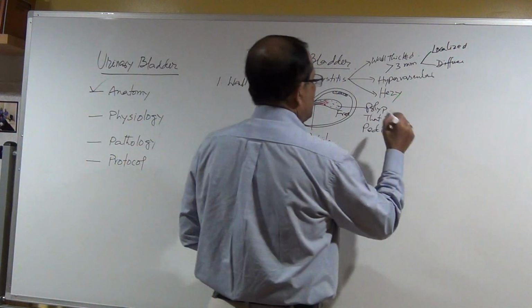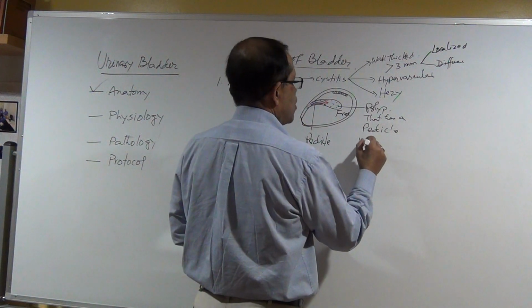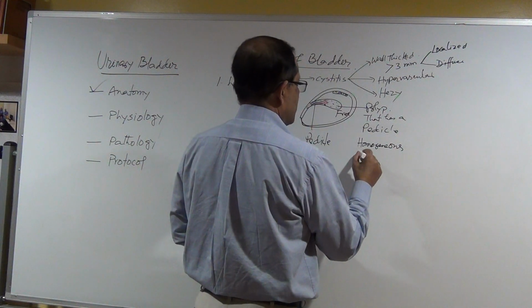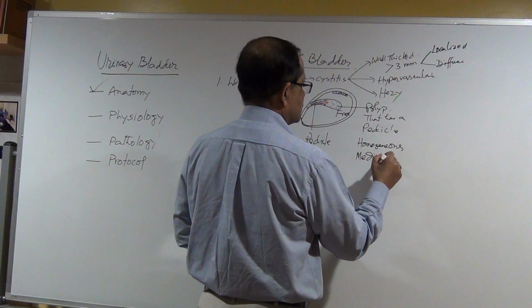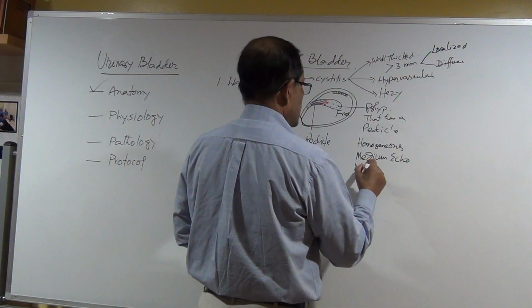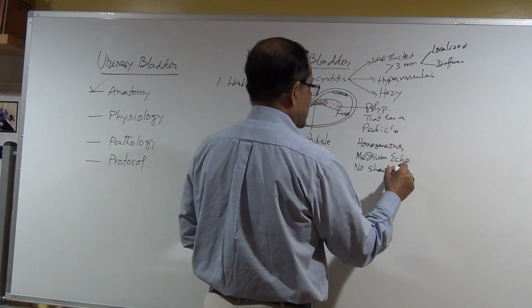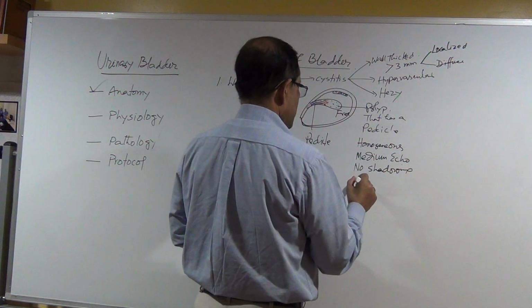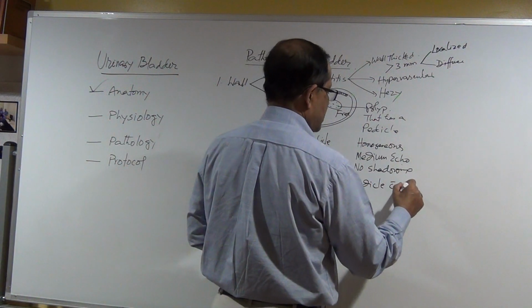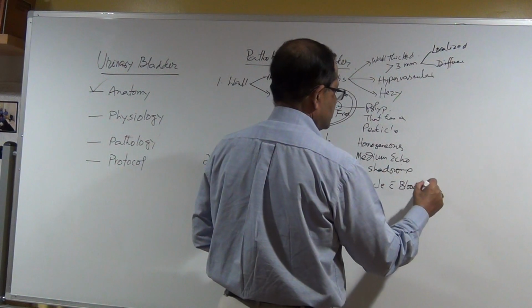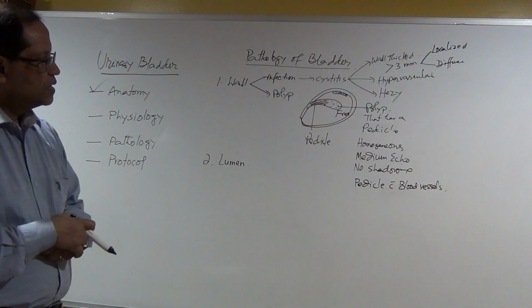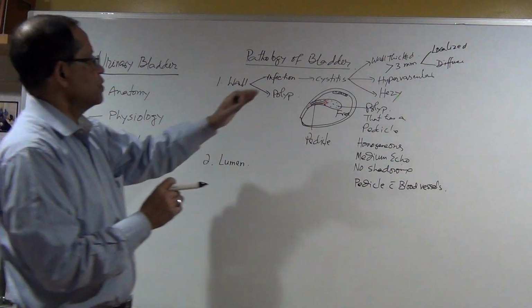What else? The shadowing. A polyp is homogeneous, with a medium level echo, no shadowing, and a pedicle with blood vessels. Okay, so that's it. Then you will see a polyp.